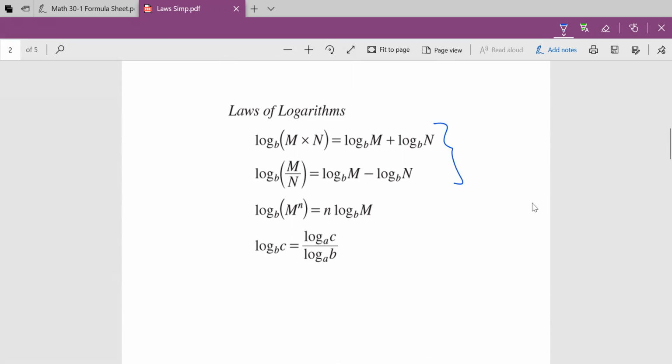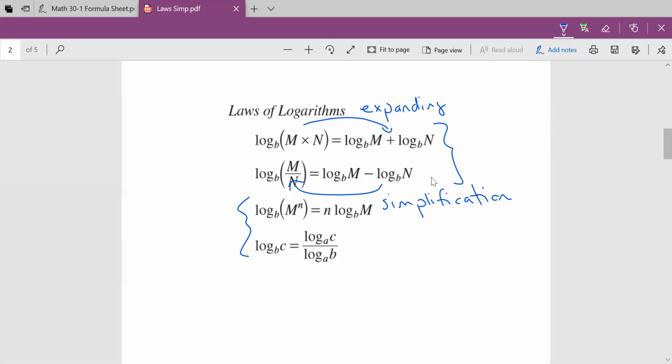Now, going this direction, this would be expanding. We have more than one logarithm. And going the other direction, this way, that would be your simplification. It depends on the question what you'll be asked to do, but more often than not, we prefer to simplify than to expand. The other two laws here, we typically use when we're solving logarithmic equations. We'll use those in a different video. Okay, let's go look at a question.